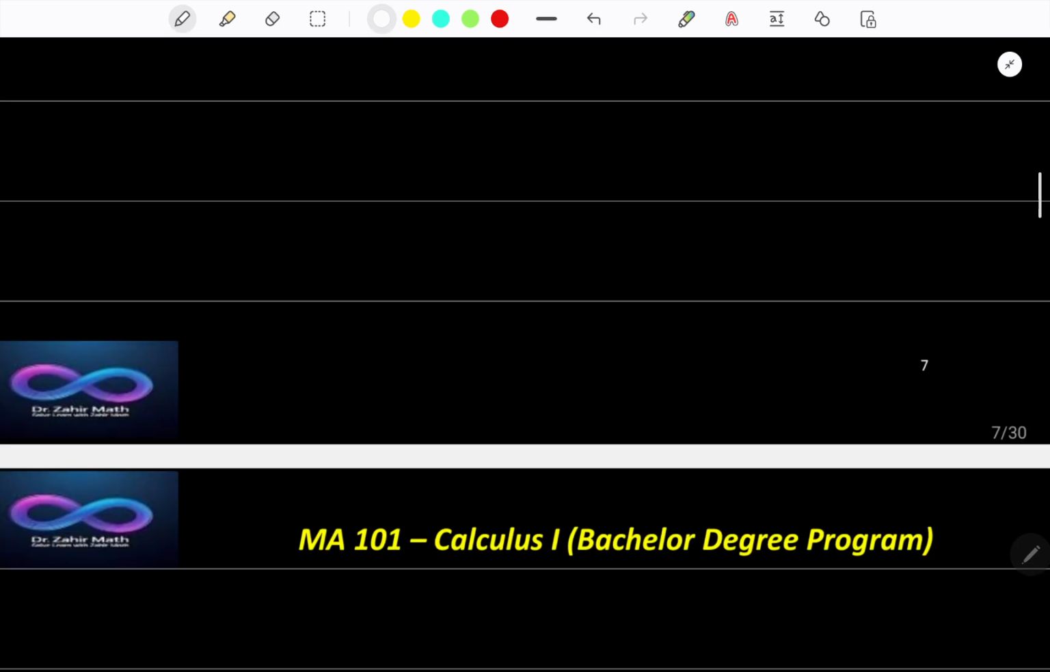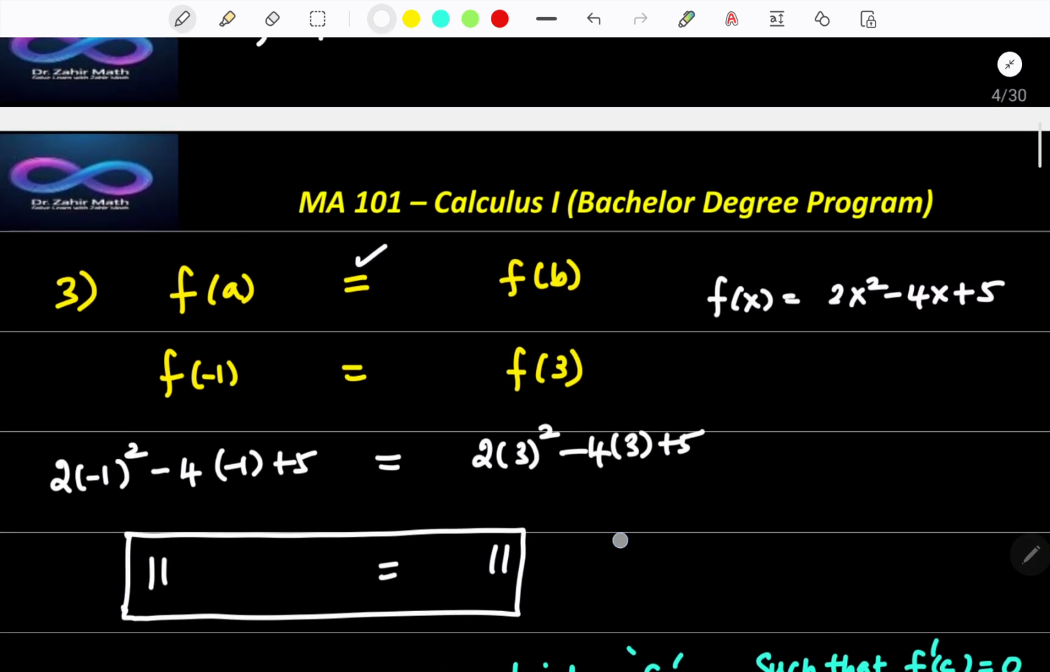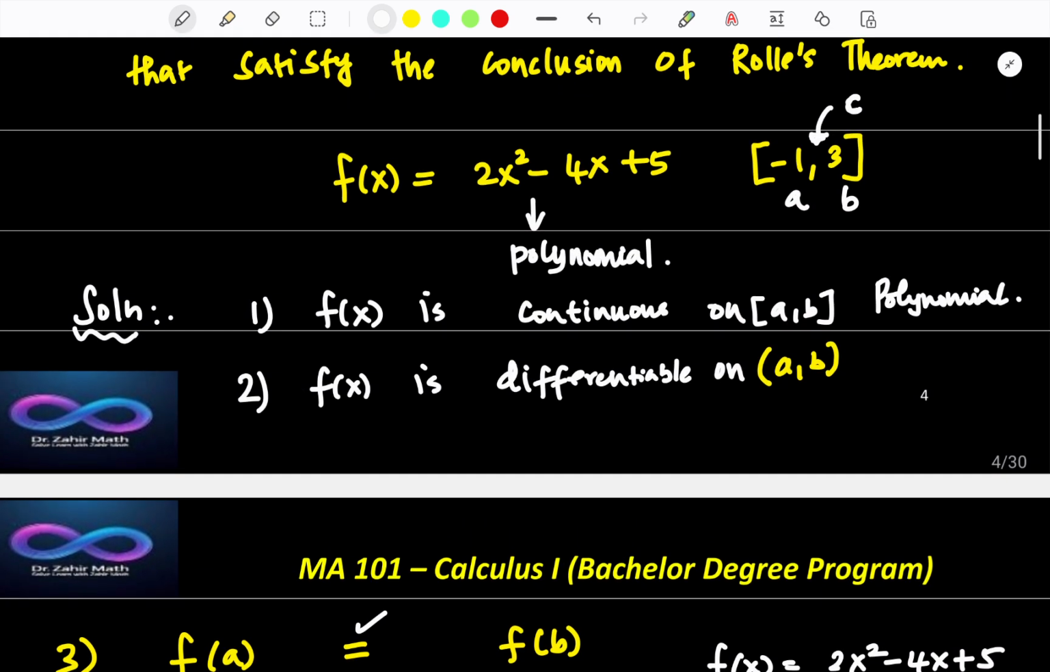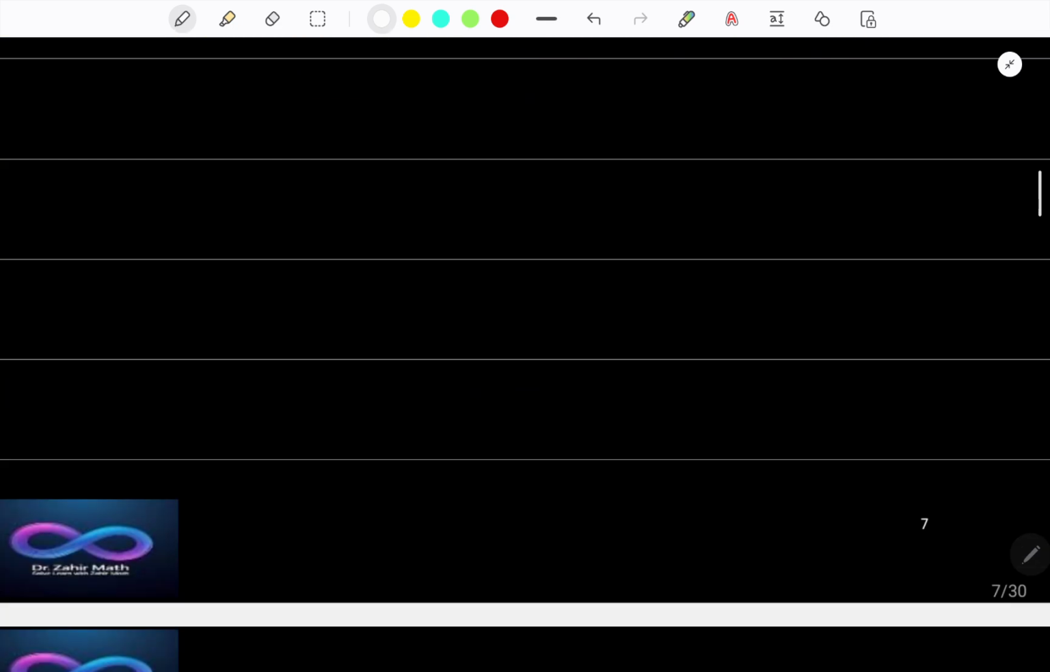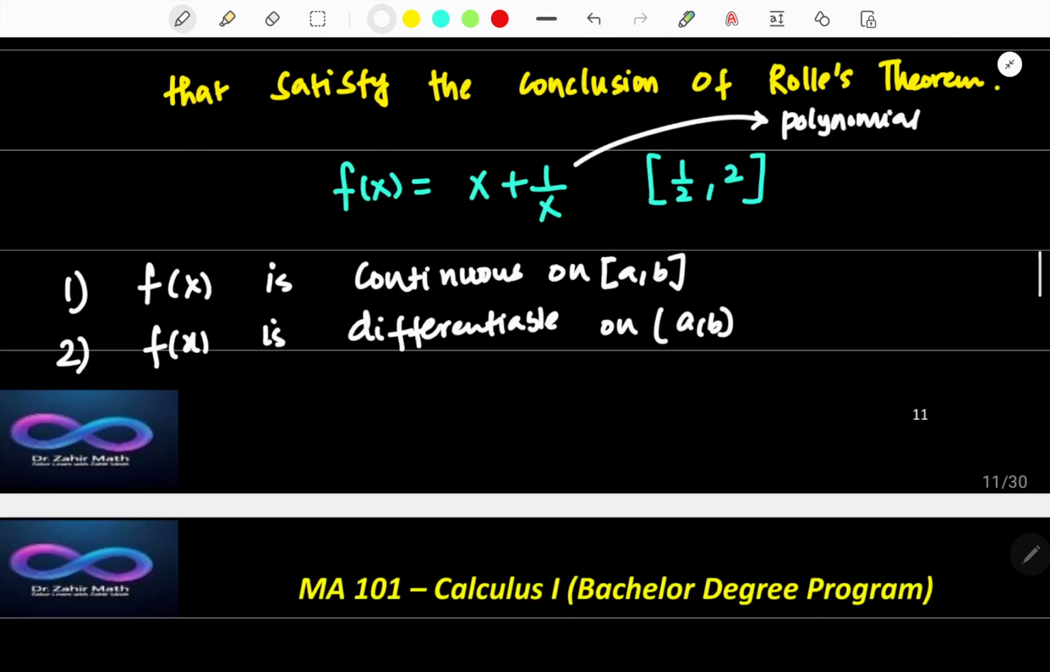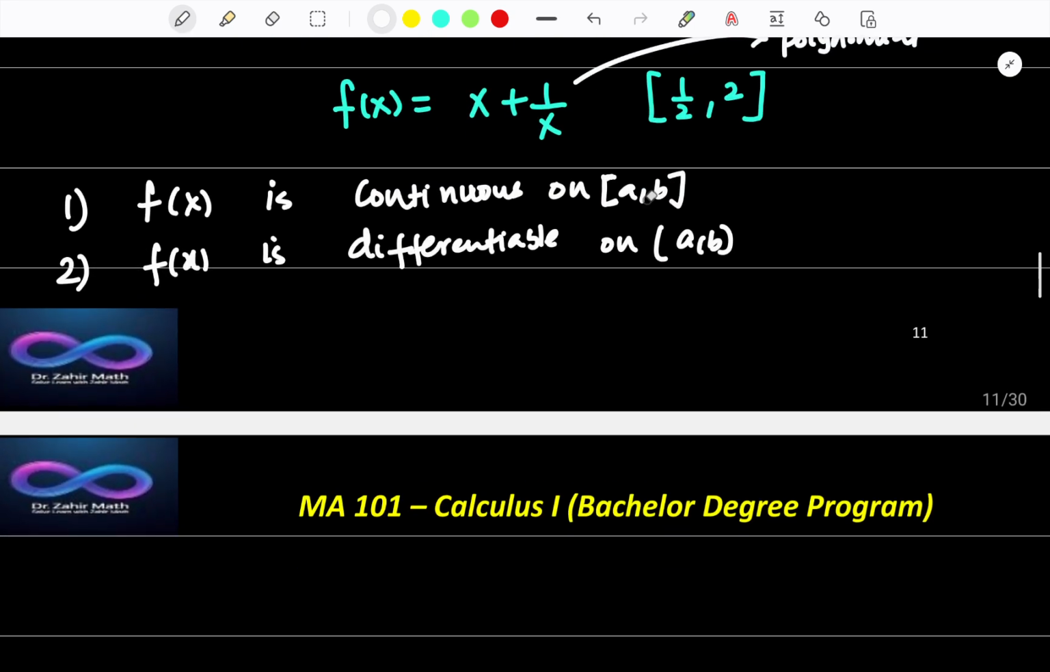I forgot to write it. This is a general rule, but you have to write for this question. So for this question, it is minus 1 comma 3, and this is minus 1 comma 3. Okay, sorry. The general rule is a comma b, according to the question you have to write it. So this is half comma 2, and this is half comma 2, right?